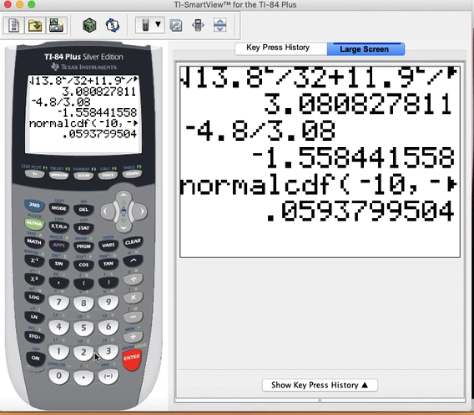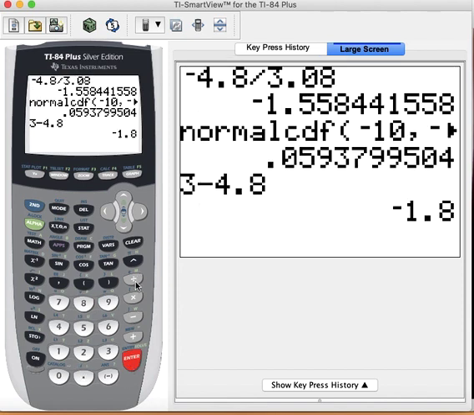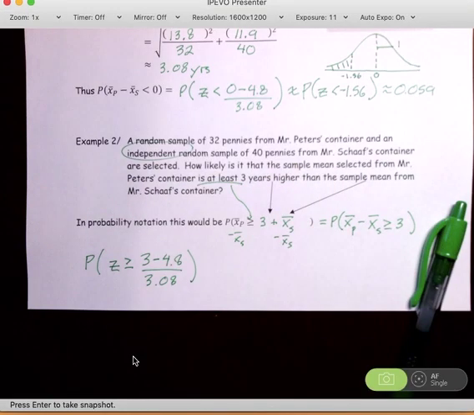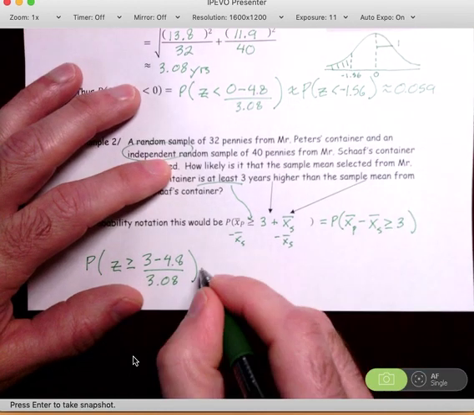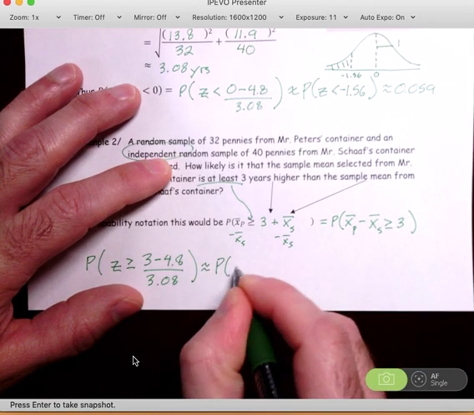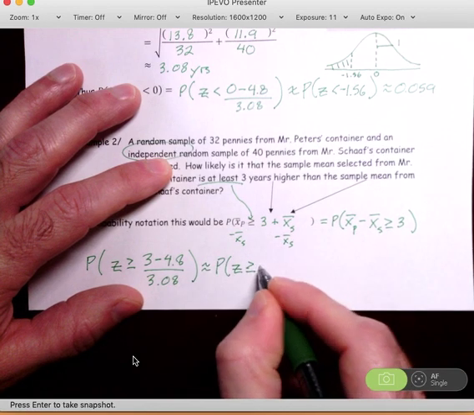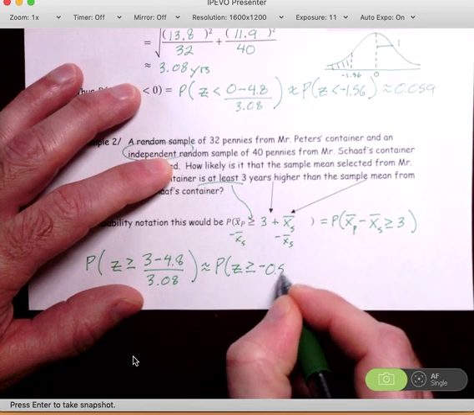So this time we'll take the 3 minus 4.8. Well, I suppose I didn't need to do that. That's negative 1.8. Then I need to divide that by the standard deviation of 3.08. And that will give us our z-score. So the z-score is approximately, we'll call it negative 0.58. So since I rounded that, I'll use the approximately symbol here. So I'm interested in the probability of a z-score that's greater than or equal to negative 0.58.